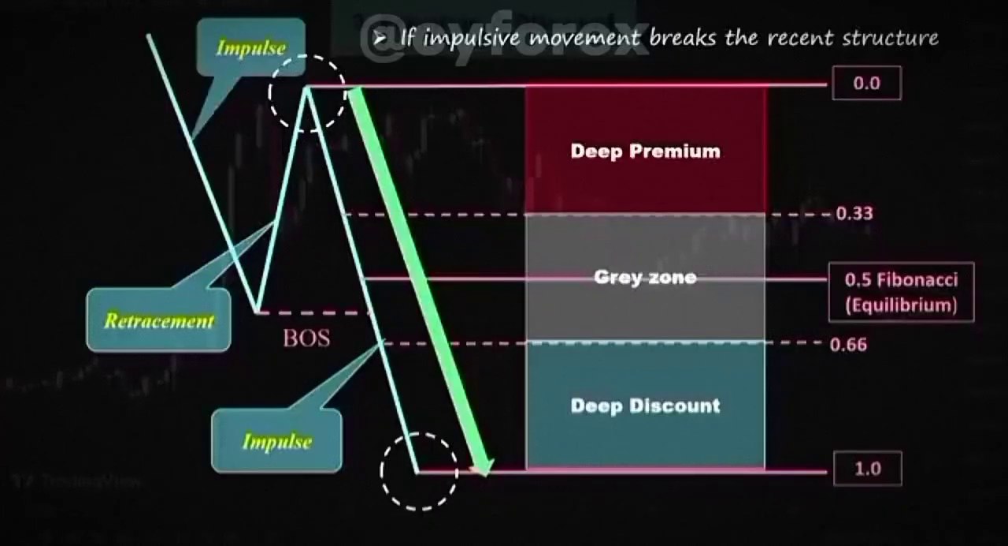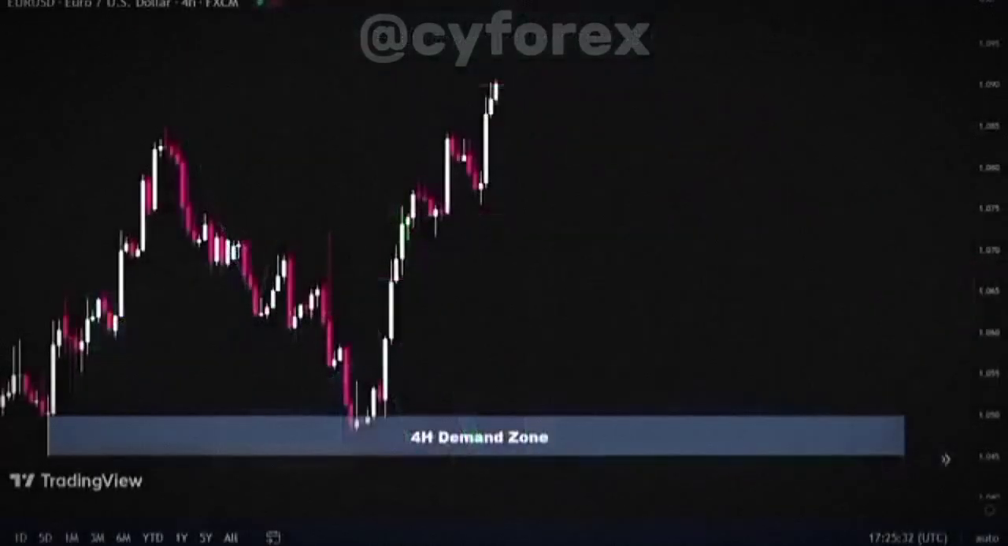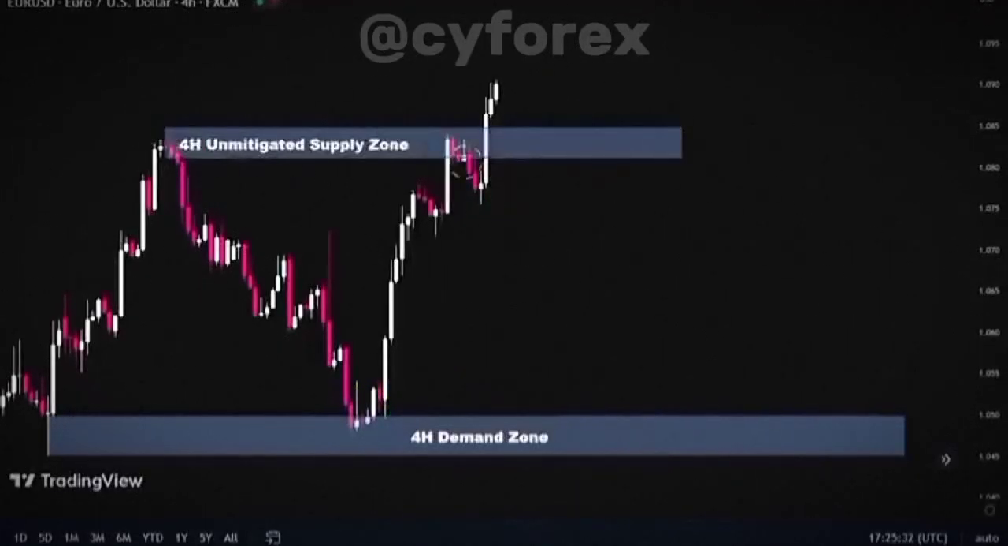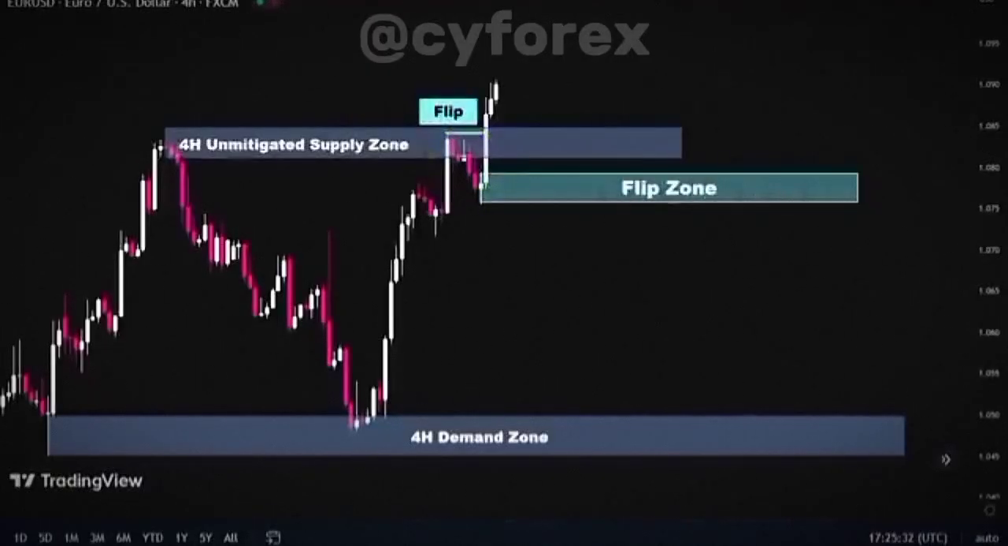Now let's see a real chart example. We have the 4-hour euro-dollar chart on our screen. As you can see, price after mitigating this perfect demand zone was rejected and rose up sharply to the upside. Then it reached the supply zone where it showed a small rejection and flipped the zone to the upside, creating another perfect demand zone. Now, we should monitor price and wait for the price to reach the flip zone.